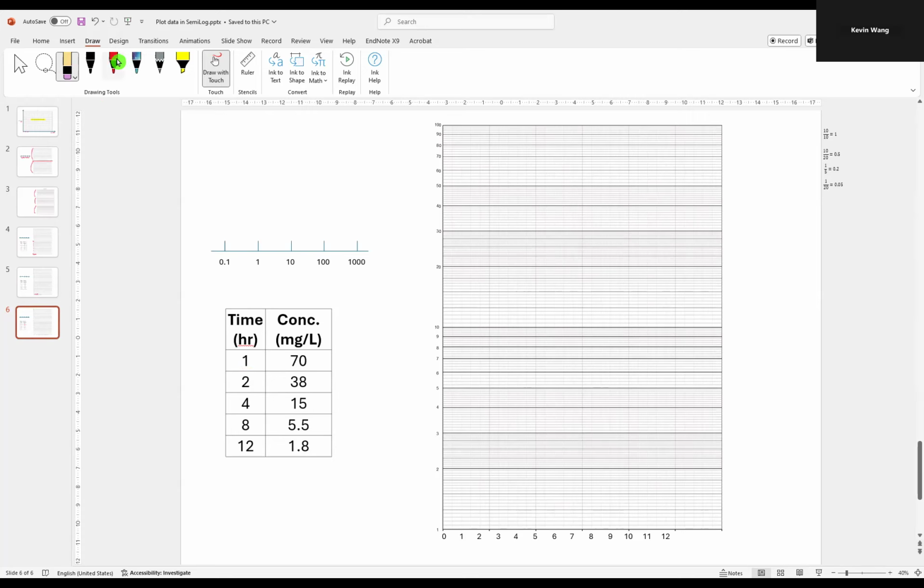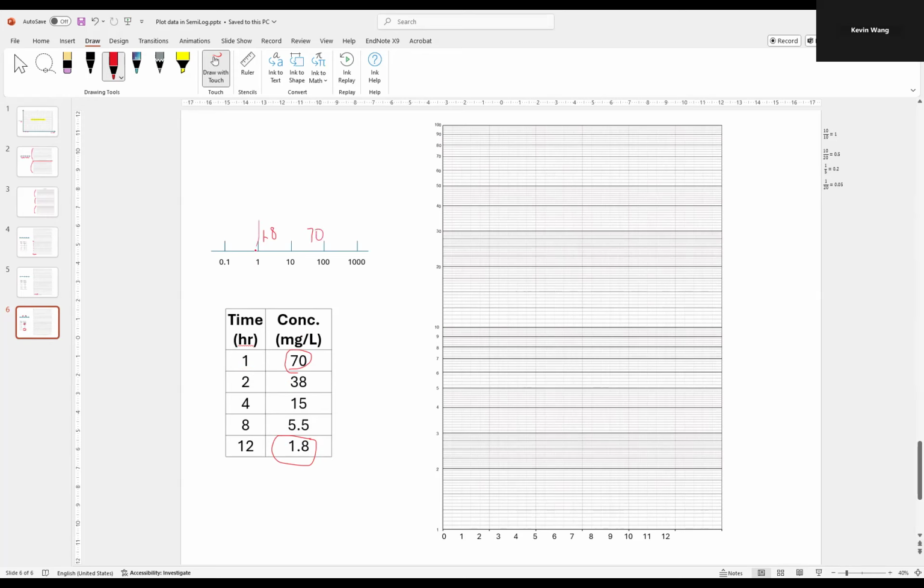To determine the cycles we have to use, it's not so hard, it's easy. So let's take a look at the concentration over here. The first one, we figure out what is the minimum concentration or the smallest number. So it's 1.8, right? So 1.8 is between 1 to 10, right? And also the maximum number is 70, right? 70, that's between 10 to 100, right?